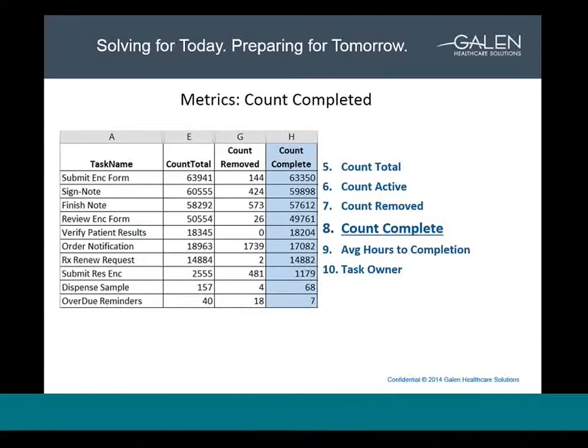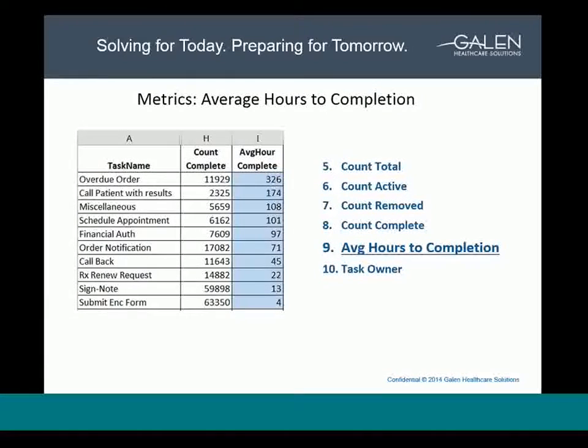Count complete shows us the total count of tasks with the completed status by task name for that set time frame. This metric is typically used as the numerator, while the total count is typically used as the denominator. Average hours to completion shows us the average time it takes for users to complete a specific task. For example, an overdue order in this report is taking approximately 326 hours, roughly 13.5 days, to complete.